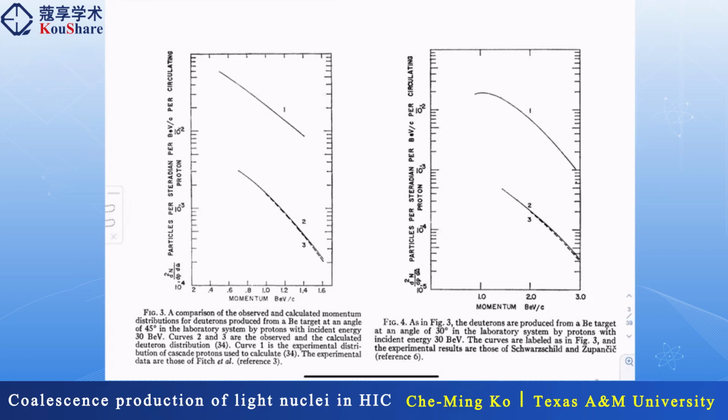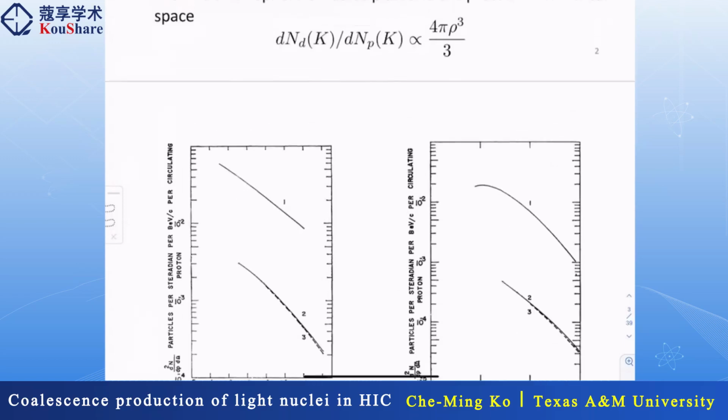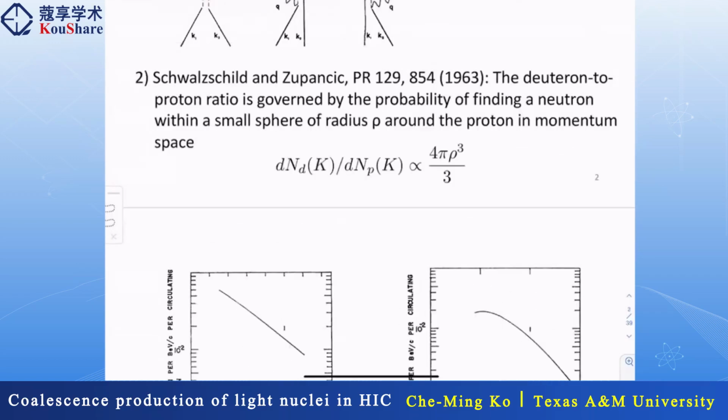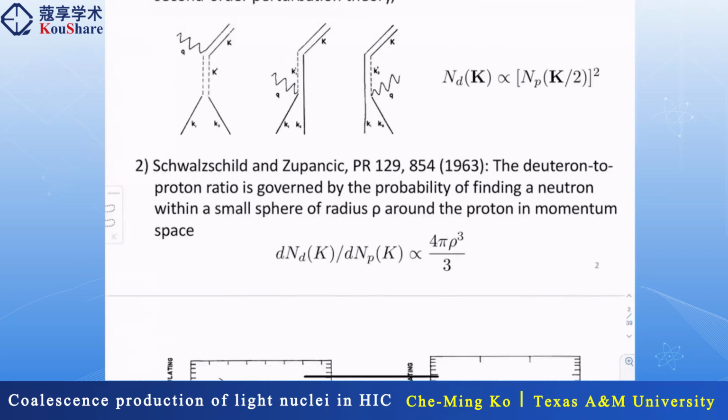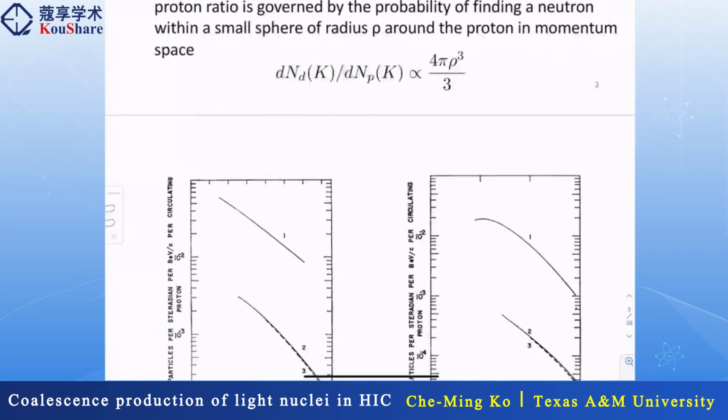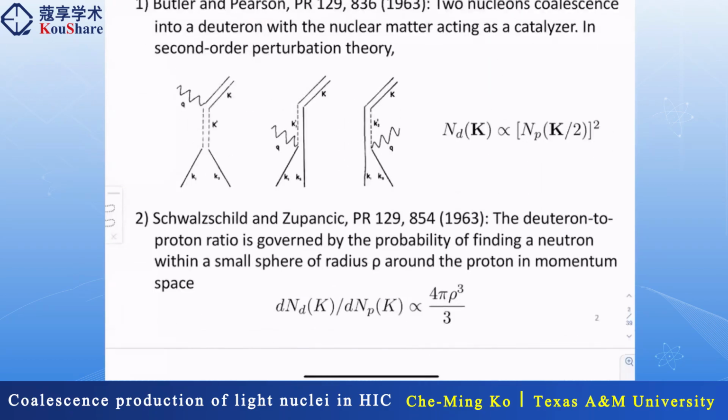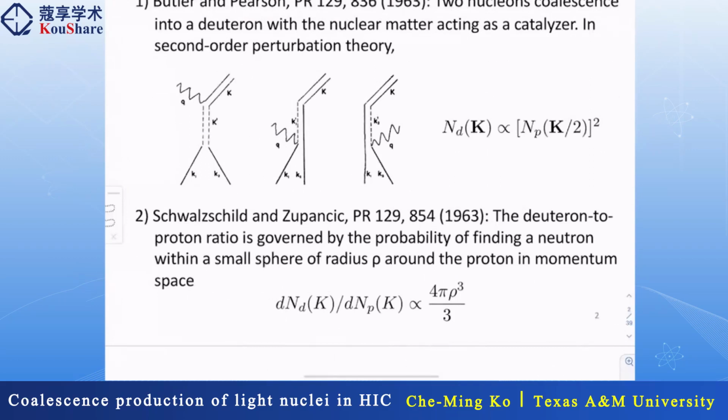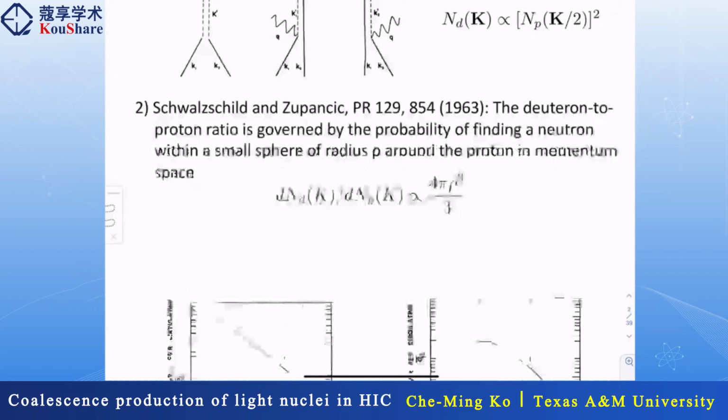So in the Schwarzschild model, you have a parameter, right? So the rho is the parameter. In the Butler's model, of course, he has to just write on this relation here, right?